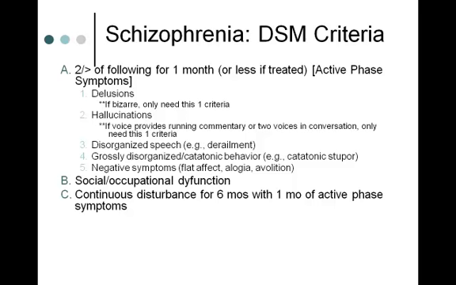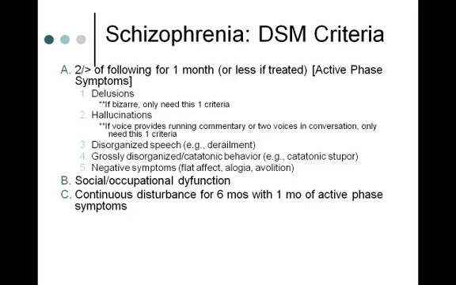And then there's a continuous disturbance for 6 months with at least 1 month of active phase symptoms. Right. And we'll talk in a minute about the phases, residual phase, active phase, prodromal phase. So the active phase is when you're actually having at least two of those. You're meeting criterion A. So you're having usually delusions or hallucinations, or maybe the disorganized speech, disorganized behavior, but usually those delusions or hallucinations are present, right? And they're things that catch people's attention. And when you're having those, you have active phase symptoms.